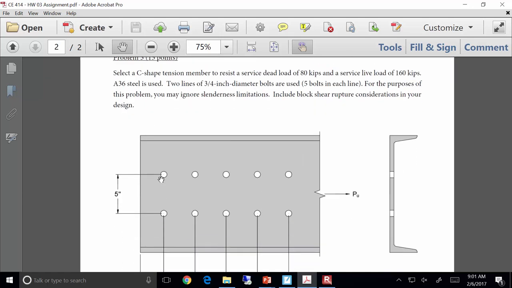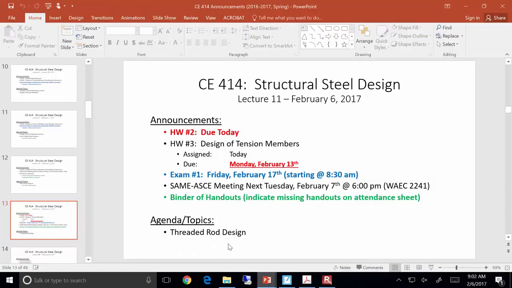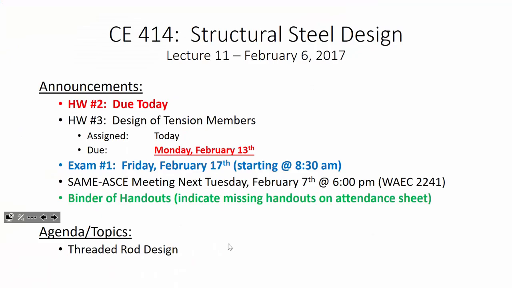And then problem three is another design problem. You're selecting a channel, but you're also going to go back when it's all said and done and check block shear for this one as well. So all in all, should be pretty straightforward. This is due on Monday. Let me go back to here. I wanted everybody clear on the schedule.